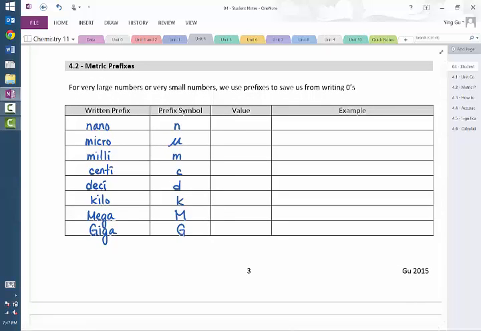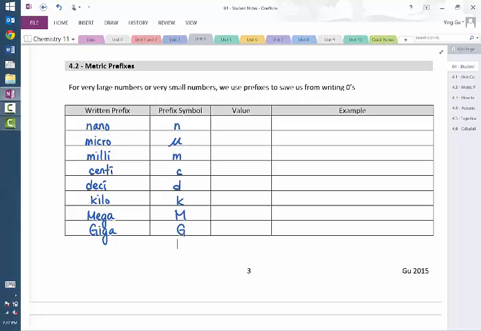For example, milli, centi, deci, and kilo, because we've all heard of a milligram or a millimeter. We've all heard of a centigram or a centimeter, a decimeter, and a kilometer. So these are just little prefix symbols that we add in front of a unit to change how big or how small that unit is by factors of 10.